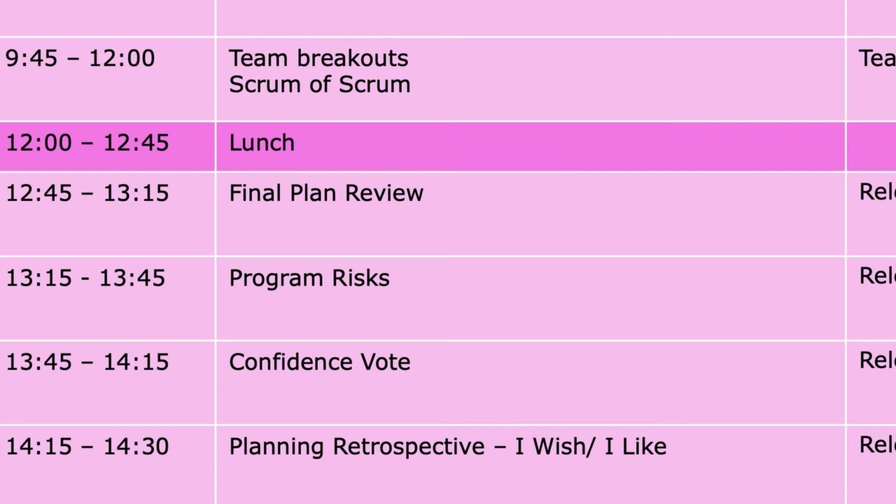We then move into the program risks, where the teams have highlighted any risks during planning. The risks are then discussed and addressed as a group. We use a risk mitigation technique known as ROAMing to categorize the risks. The term ROAM stands for resolved, owned, accepted and mitigated.